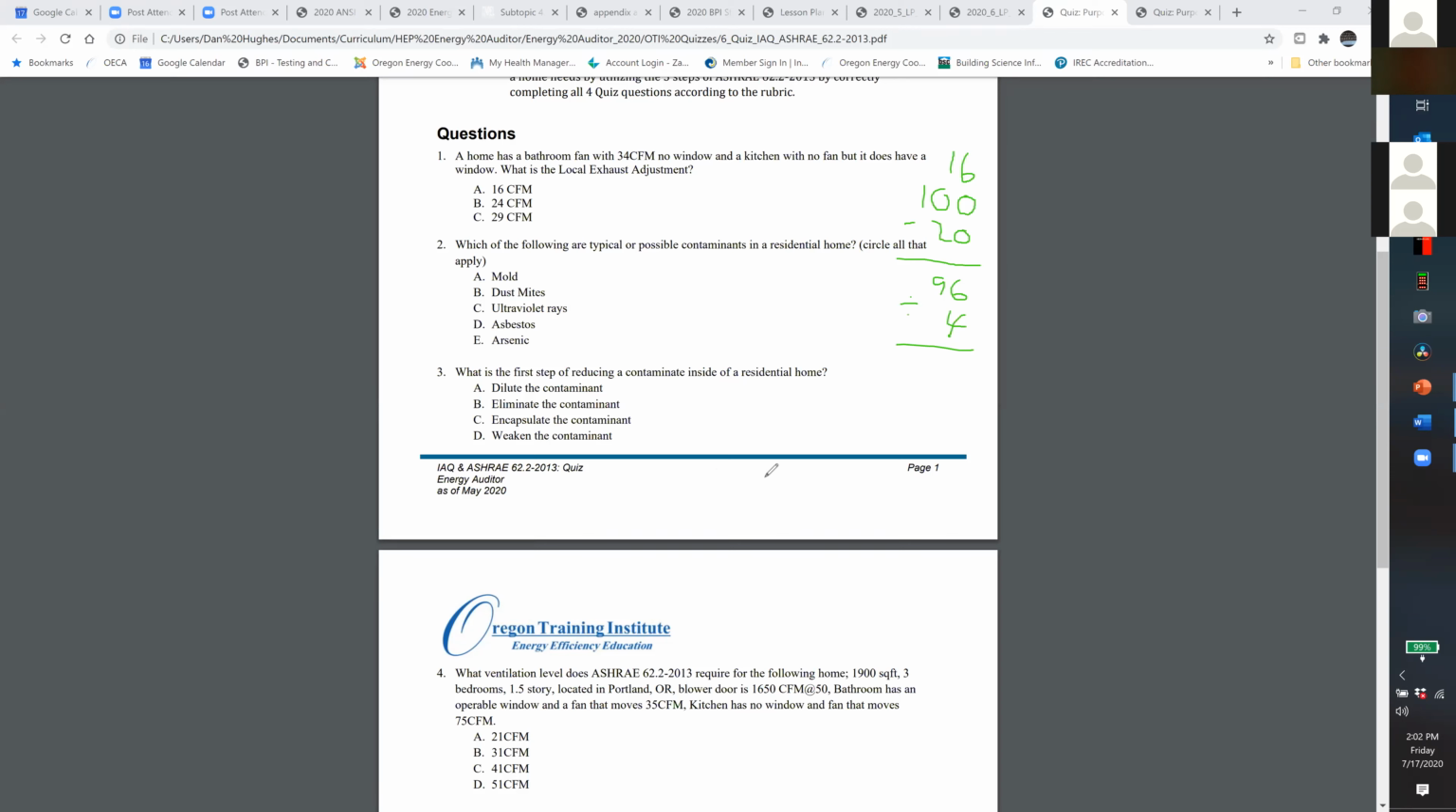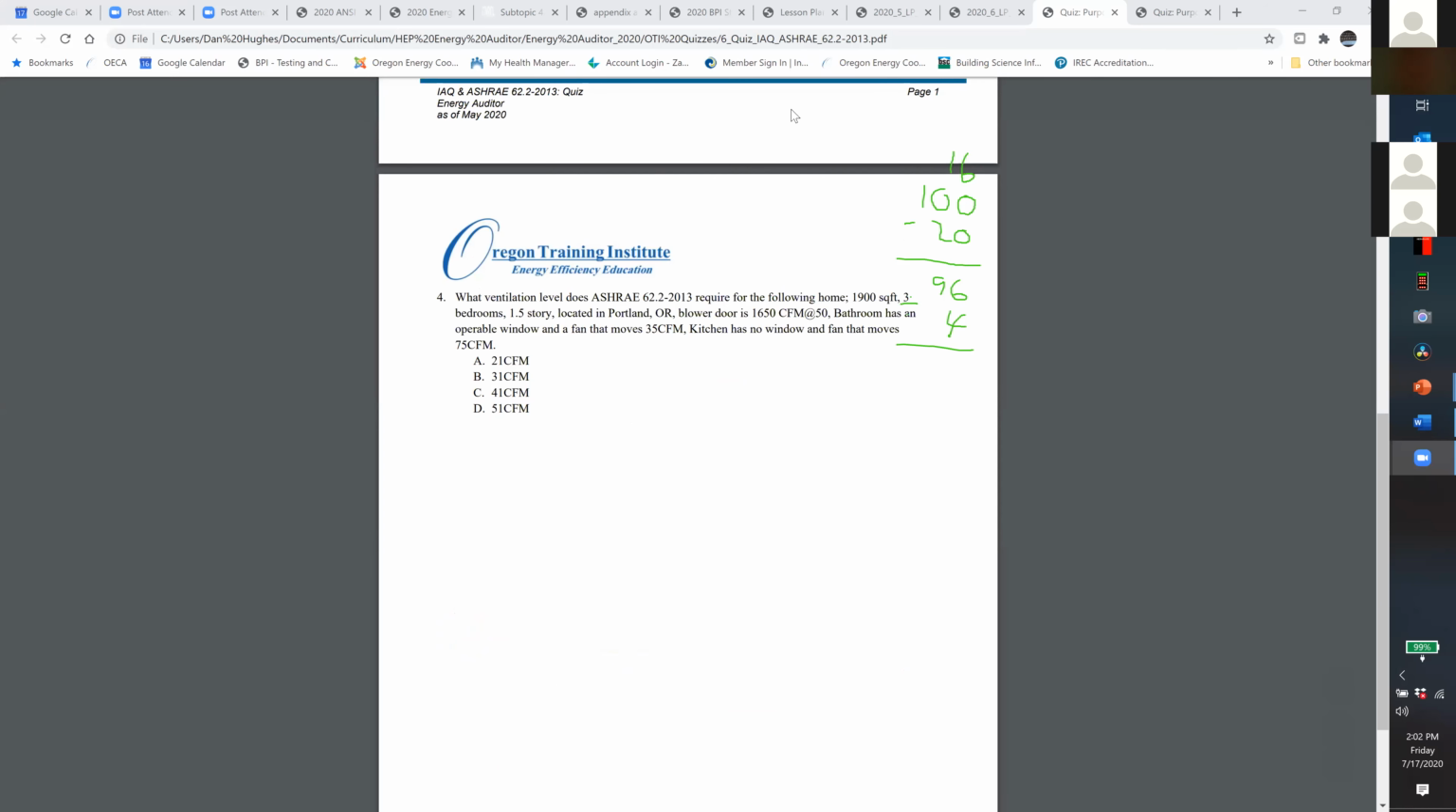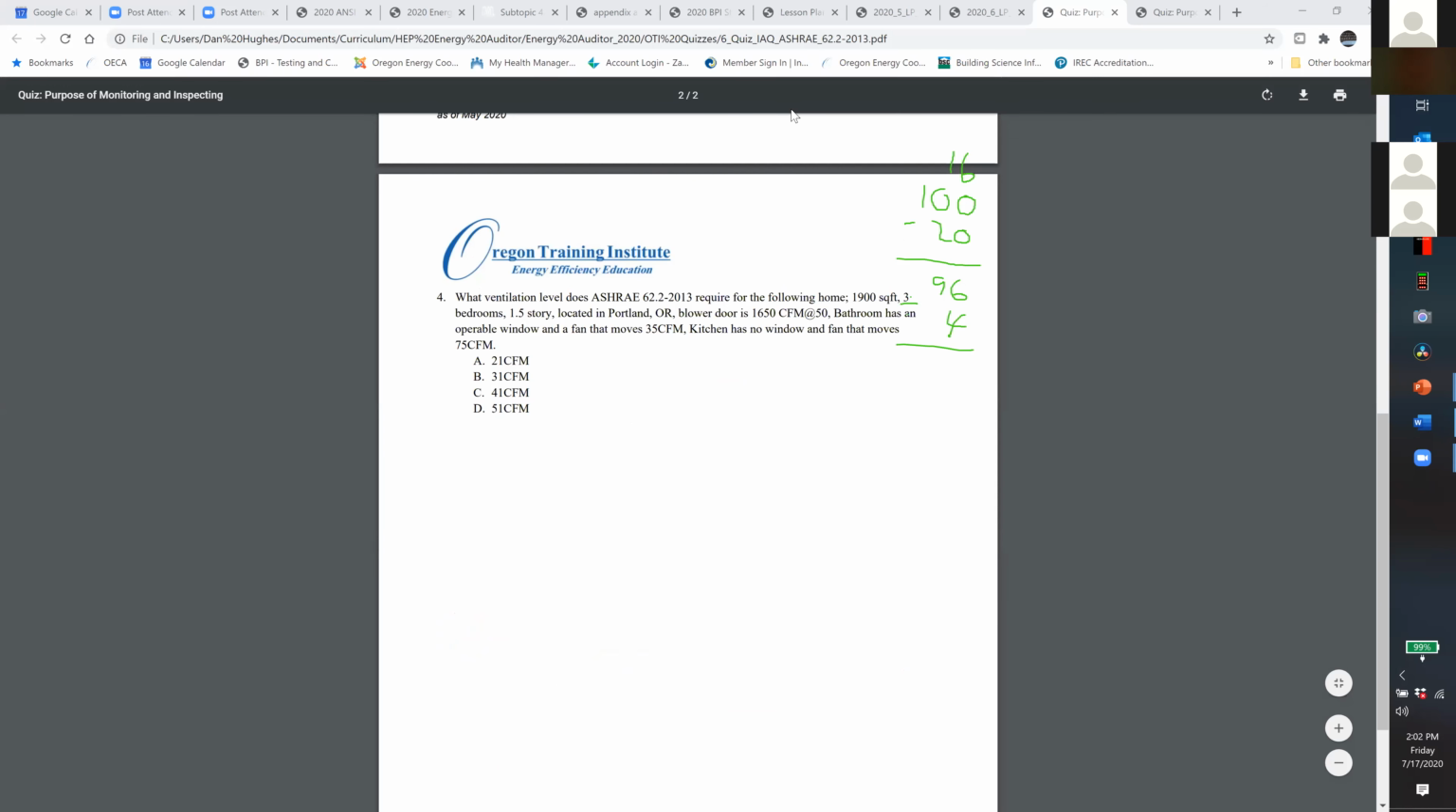So the last question here, let me see if I've figured, there we go. This one's another math formula, having us run through, get some practice on that. All right, so we've got a home, 1,900 square foot, 3 bedrooms, 1.5 stories in Portland, blower door, 1650. And it's got all the information for doing really all 3 steps of our ASHRAE.